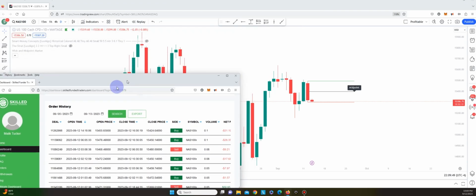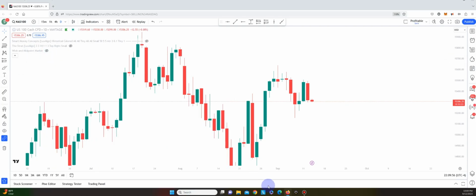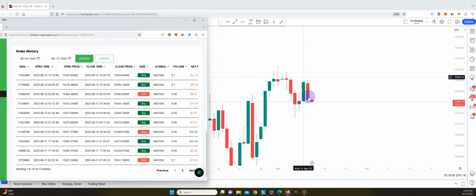I can actually remove this indicator that I had created, which is the wick and midpoint marker. Sorry about that. Let me get the dashboard back up here and set it to stay. So this was the candle on the 12th, right?